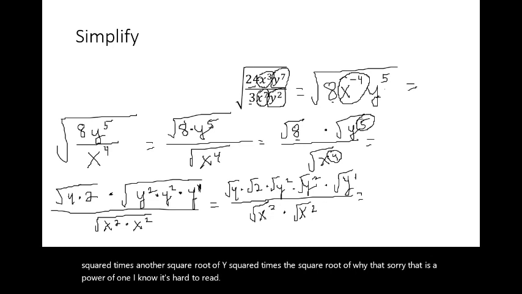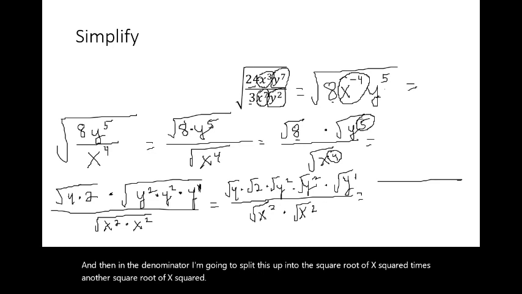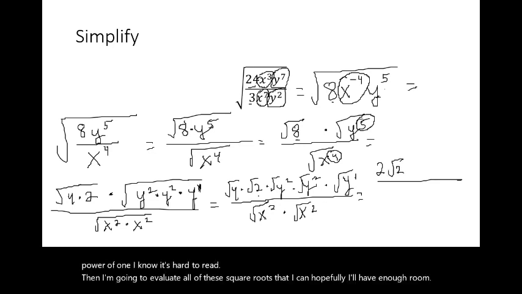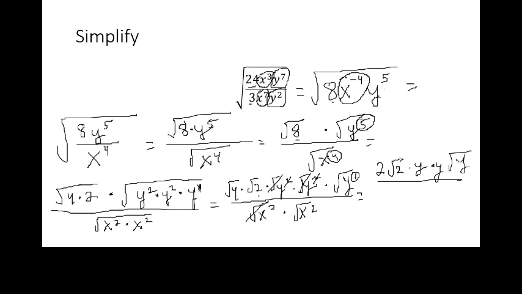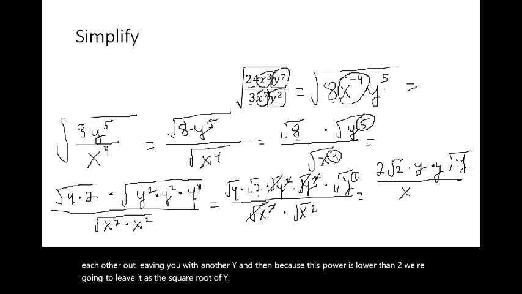Then I'm going to evaluate all of the square roots that I can. Hopefully I'll have enough room. Square root of 4 is 2. Square root of 2 is not going to get any better, so square root of 2. Square root and square cancel each other out, leaving you with y. Square root and square cancel each other out, leaving you with another y. And then because this power is lower than 2, we're going to leave it as the square root of y. Then in the denominator, square root and square cancel each other out, leaving you with x. Then square root and square cancel each other out, leaving you with x.